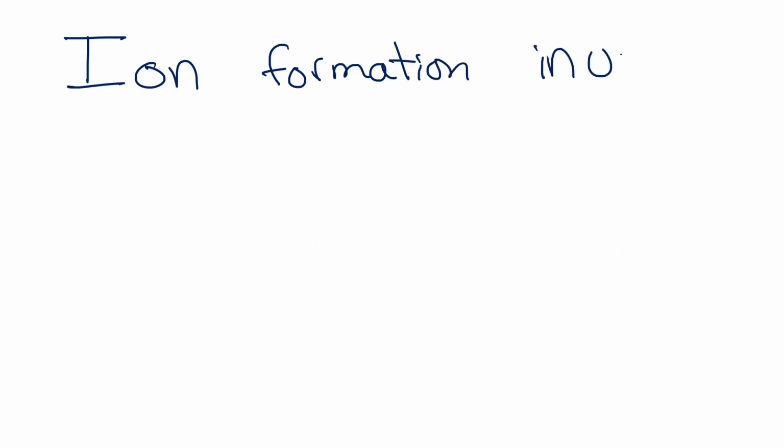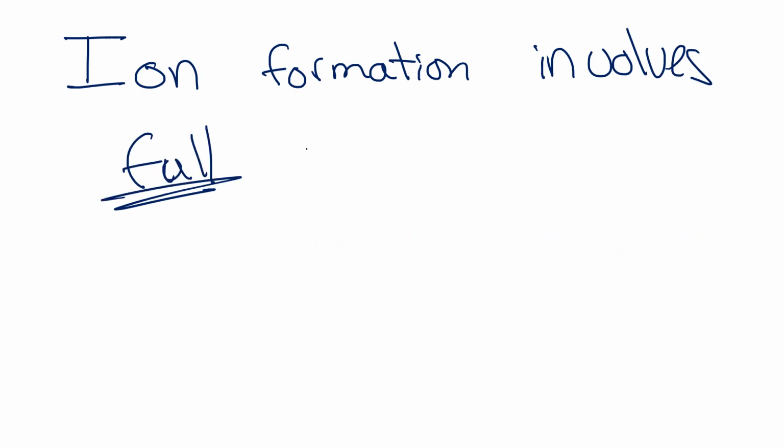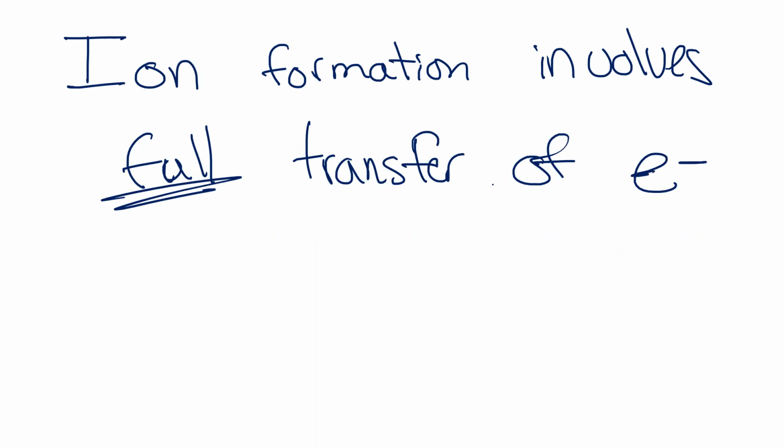So, that means, in general, ion formation involves full, complete transfer of electrons, okay? Ion formation means an electron is literally plucked off one atom and thrown onto another. It's a violent thing. You rip that electron away from one atom and stick it onto another. Well, that last part doesn't sound that violent.